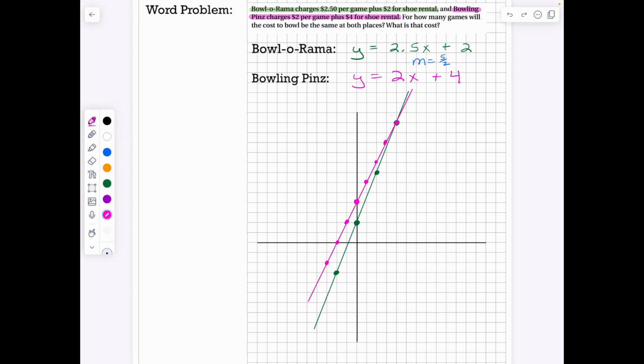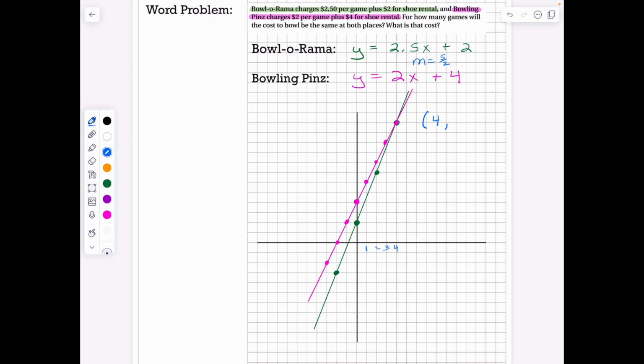Okay, so the point where they come together, I'm going to label that point. So that's over 1, 2, 3, 4. So my x coordinate is 4. X stands for the number of games that we play. And since this point is common to both, we're going to play 4 games at both locations.